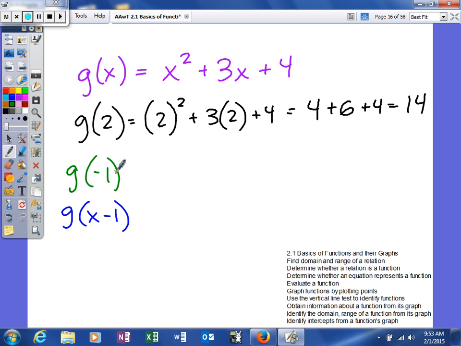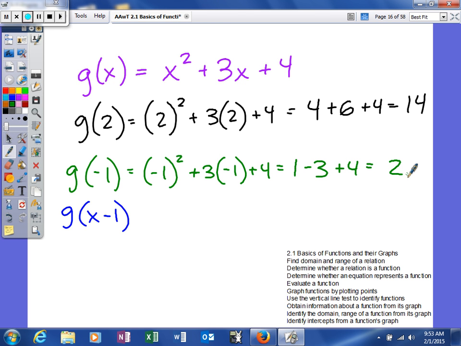To find g of negative 1, again, I'm going to plug it in. Wherever I have an x, I'm going to replace that with negative 1. And whatever was being done to x in my original problem, it's being squared, multiplied by 3, and added by 4, I'm going to have to do the exact same things to negative 1. Make sure that you write this in your calculator correctly. If you write negative 1 squared, your calculator will tell you that the answer is negative 1 because you need to square the negative also. So you'll get 1 and then minus 3 plus 4. So it's going to be 5 minus 3, which should give you 2.